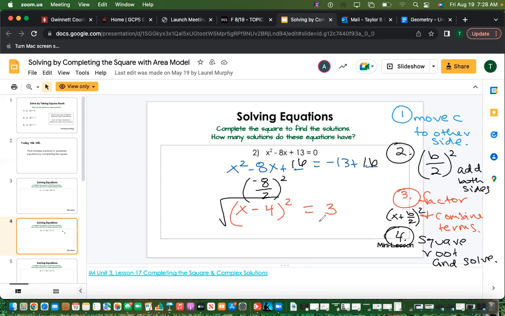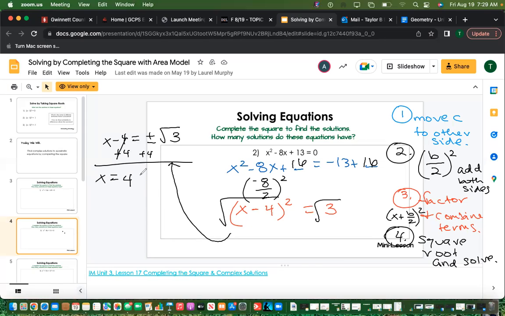So we're going to take the square root of both sides. When we do that, and I'm going to write this up at the top so that people can see it. That's going to give me x minus 4 equals positive and negative square root of 3. We're going to add 4 to the other side. And so our final answer is going to be x equals 4 plus or minus the square root of 3. Okay, now how many real solutions does this have? 2, because it has that plus version and that minus version.